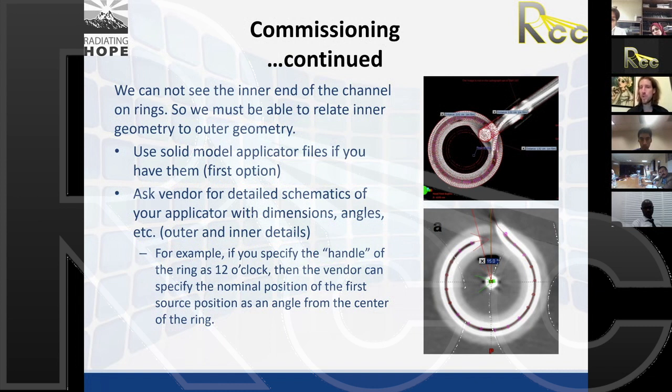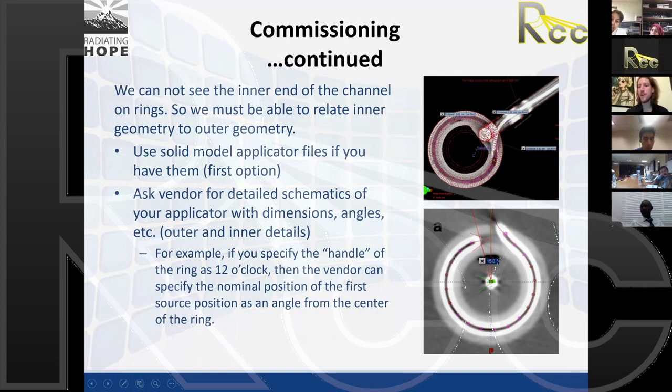Okay, if you don't have solid model applicator files, you can get documents from your vendors. So your vendors should always be able to specify exactly what the inner geometry is relative to the outer geometry. They should be able to specify exactly where the first dwell position is based on a particular reconstruction. And so lots of times they may specify by an angle relative to basically this handle of the ring. So the ring is coming in here and then going around. They may specify an exact angle from the center of the ring over to either where the end of the inner lumen is or to where the first position is. You can get this data from the vendors.